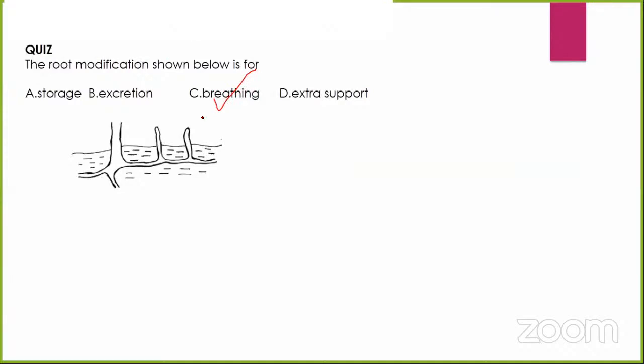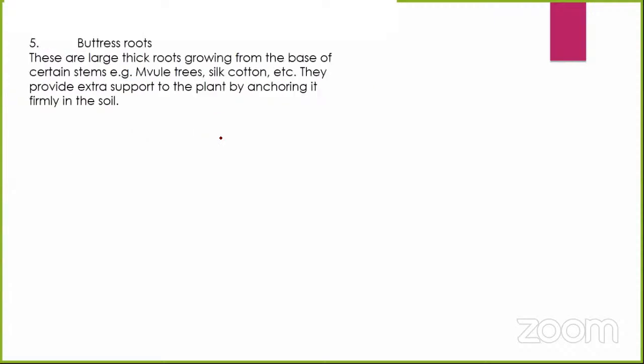Okay. And then we can go to another root modification. That is the buttress roots. Now, buttress roots, these are thick roots growing from the base of certain stems. For example, the muvule tree. If you have seen a muvule tree in your home area, the silk cotton and many others.